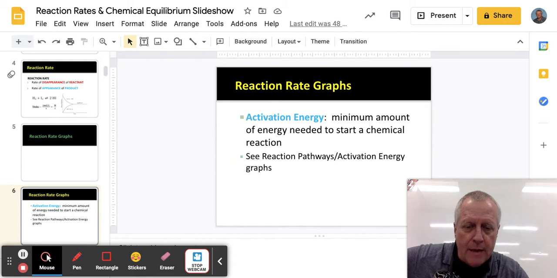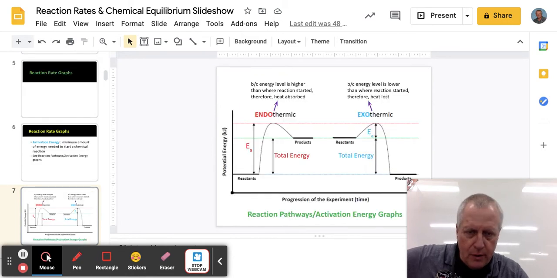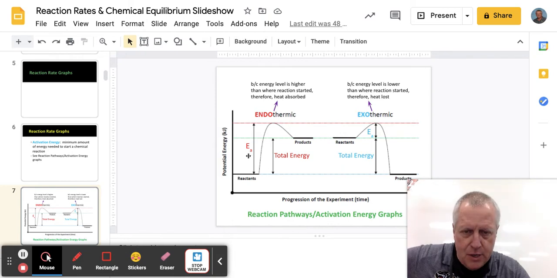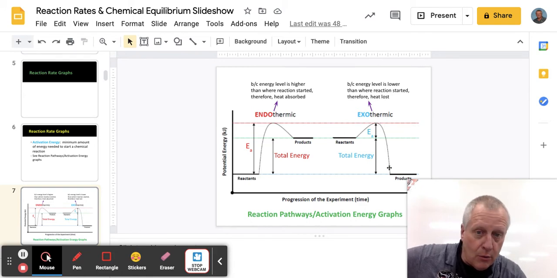Now, activation energy. If we look at this graph here, we see an E value, E sub A. That is the activation energy in both of these cases. Both of these are chemical reactions, but they're a little bit different in that the one on the left is absorbing energy and ending up with a product with a higher energy level than the reactants, whereas on the right we have the opposite, where the products have a lower. So in this case, energy is absorbed, and in exothermic, energy is emitted or lost.